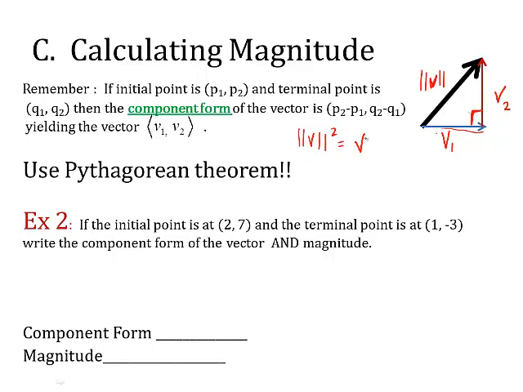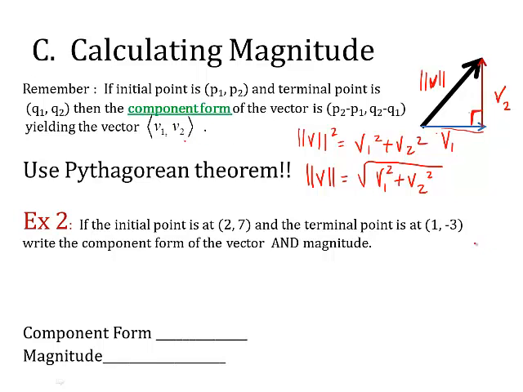Magnitude squared would be V1 squared plus V2 squared. Well, I don't want the magnitude squared. I just want magnitude as is. So I'm going to take the square root of V1 squared plus V2 squared. That's the whole gist of how to find a magnitude. You have to start with component form, then calculate magnitude.